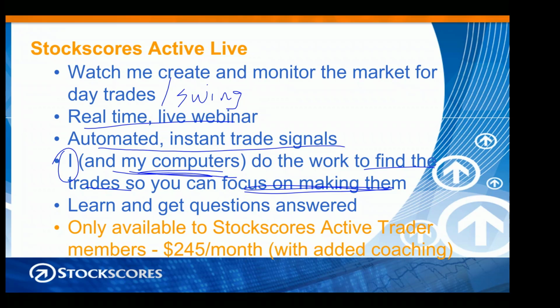It'd take you 5 years, thousands of dollars, lots of mistakes. You'd have to know a little bit about programming, some math, what to look for, which is a lot of trading knowledge. But you can get it as part of your Stockscores Active Trader membership. It's $245 a month if you are an active trader member.